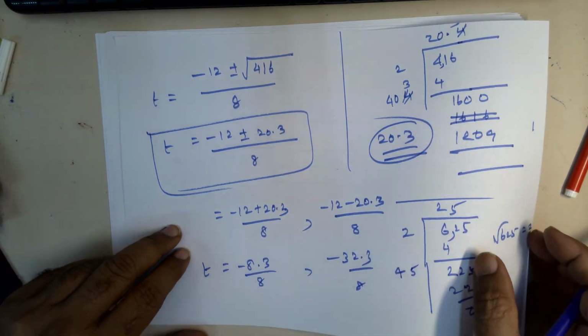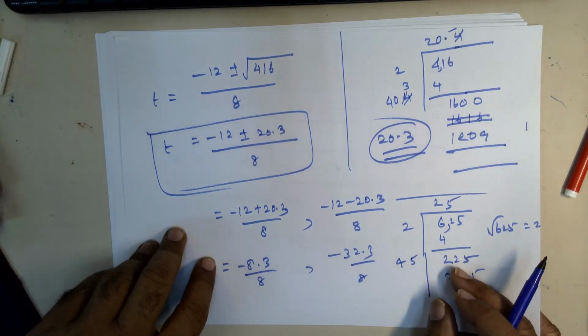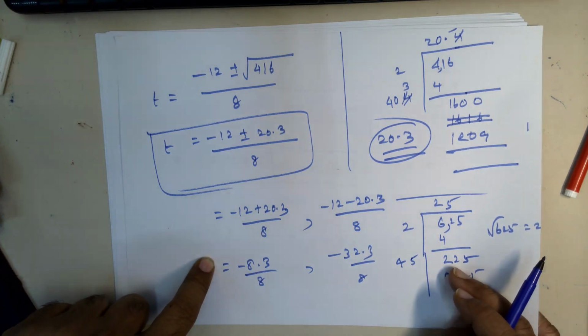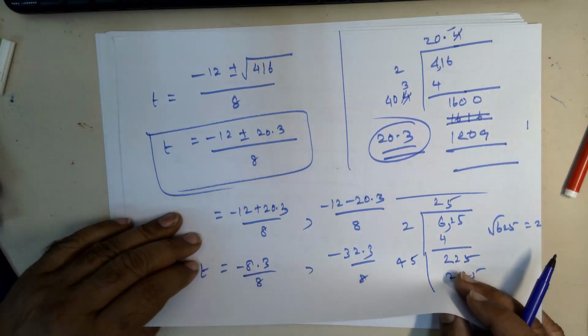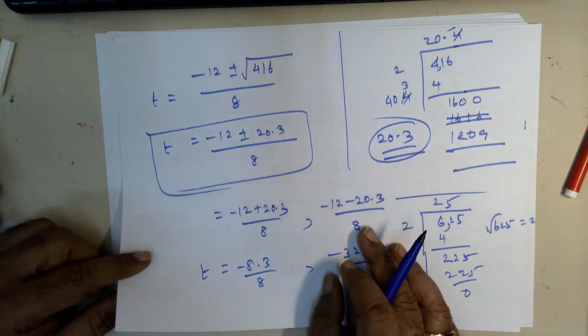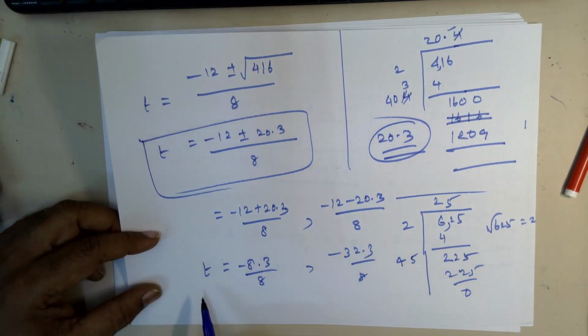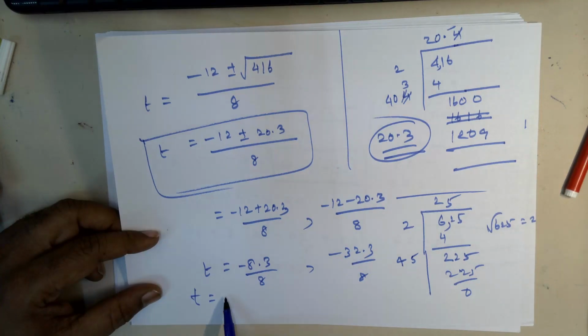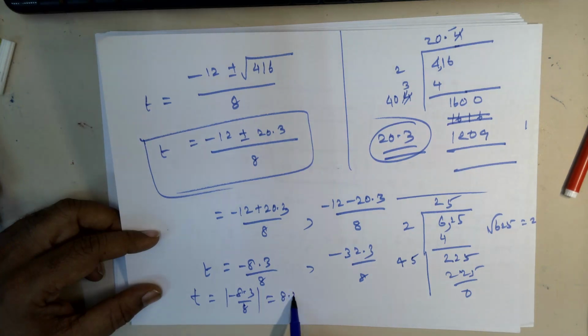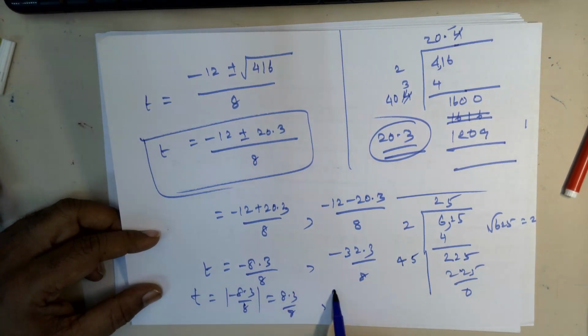So here the time is negative. In that case, the time cannot be negative. So we take the modulus value. So t is equal to the modulus of 8.3 divided by 8. So it becomes 8.3 divided by 8. Similarly, 32.3 divided by 8.